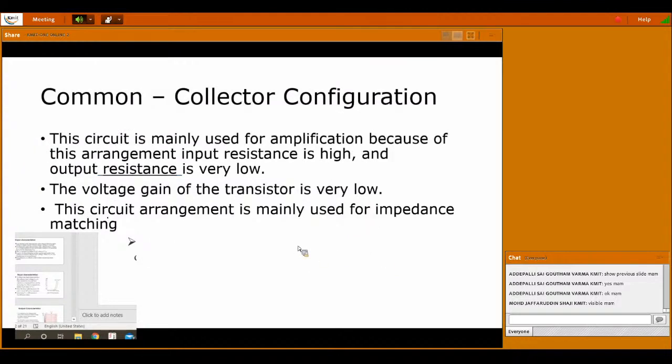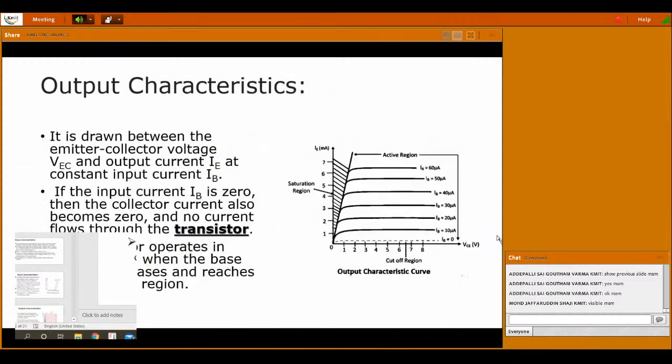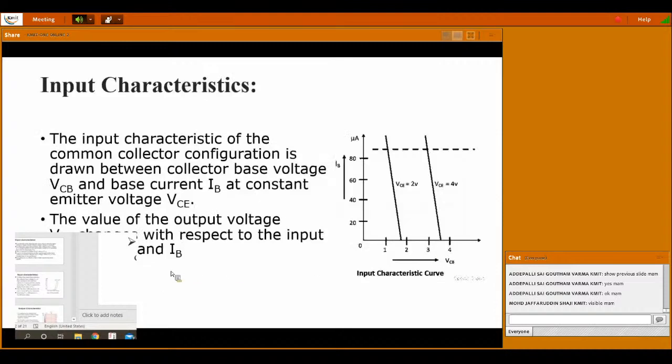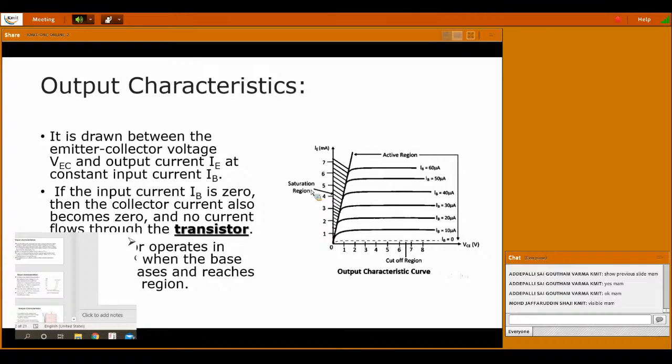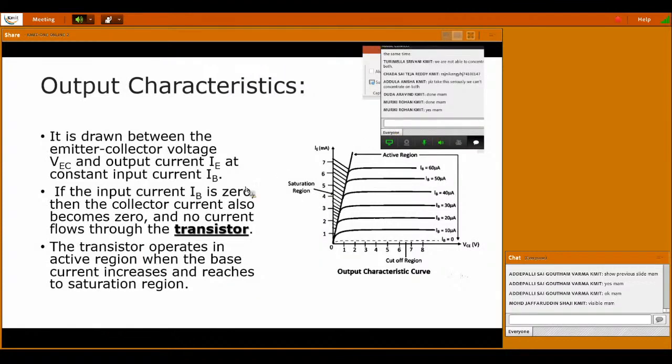Right. So this circuit is mainly used for amplification because its input resistance is high. Why is the input resistance high? Because we are taking the ratio of VCB with respect to IB, and IB is in the range of microamps. So when IB is in the range of microamps, the input resistance is in megaohms, like your common emitter configuration. So input resistance is very high, so we can prefer this as an impedance matching device. If the input current IB is 0, then the collector current also becomes 0 in the output characteristics. As IB is gradually fixed at 10 microamps, IE is increased.